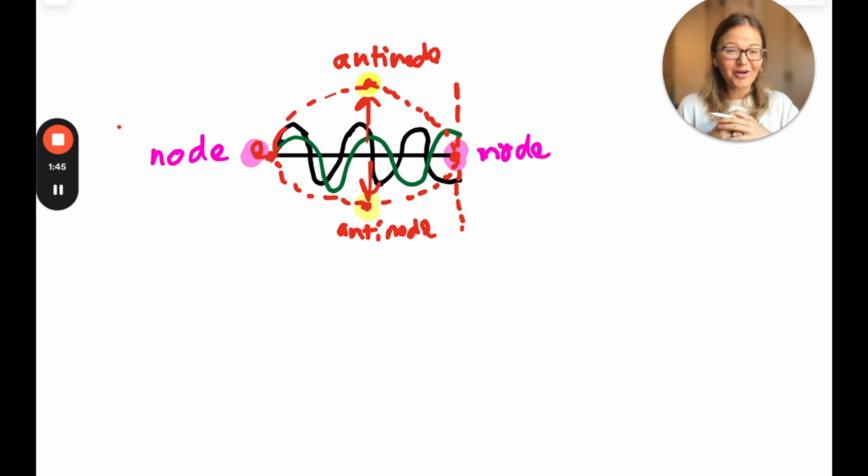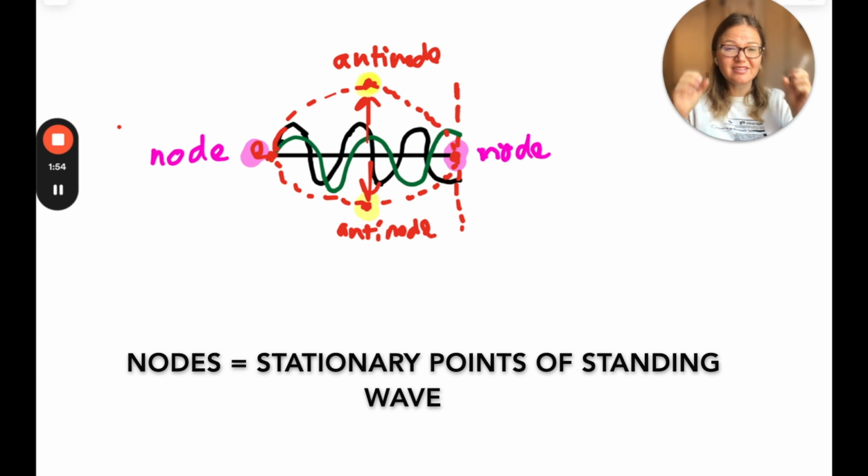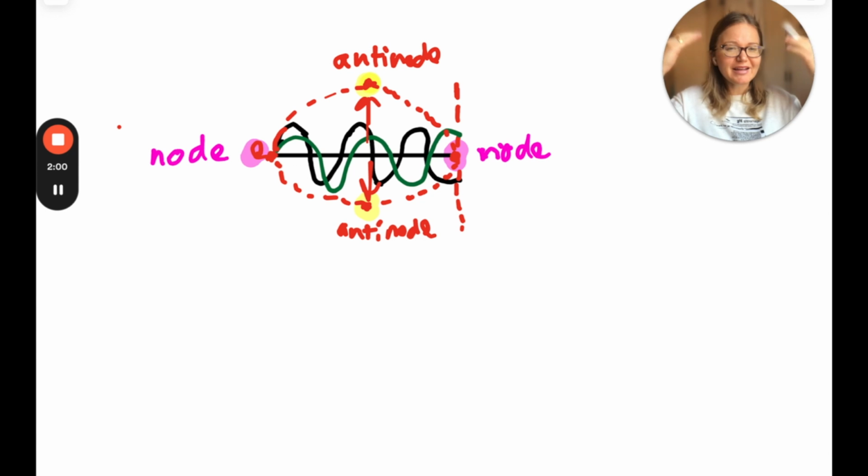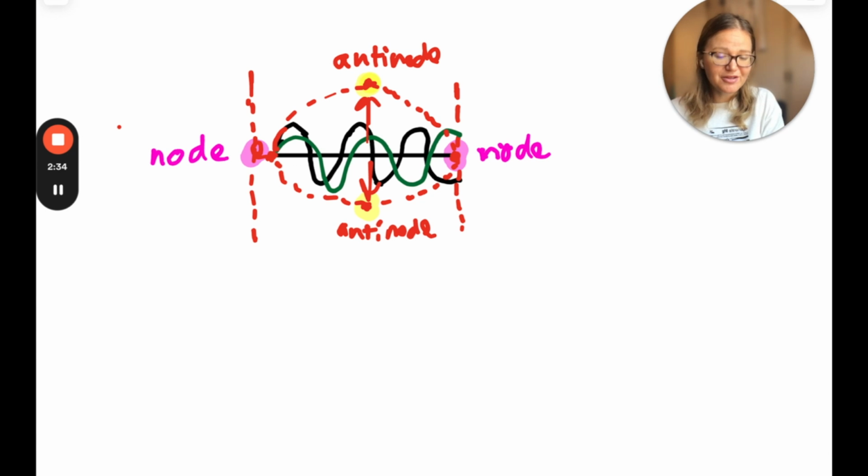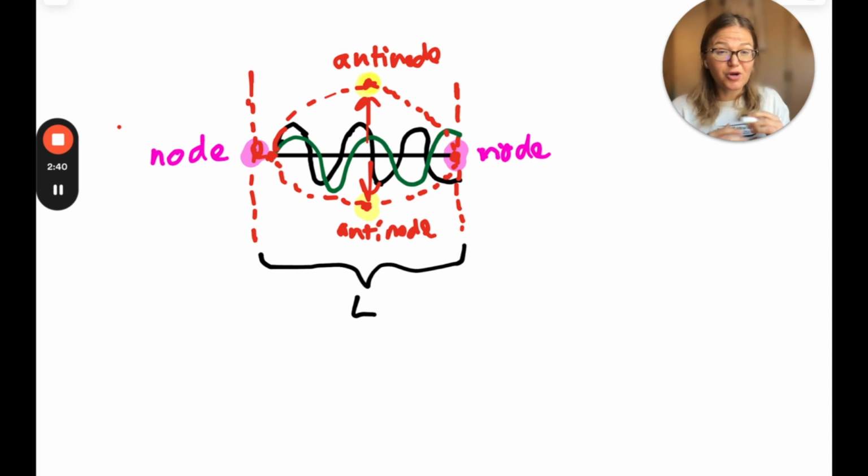Now, something special about our nodes: those are points of zero movement, just the stationary, fixed part of the string. As we move up harmonics, to the second harmonic, the third harmonic, we're going to see that we add more nodes and antinodes. What do we notice here about how much of one wave cycle of our standing wave fits onto our string? Well, if this is the length of our string, which we'll call L, then we only have half a wave cycle that fits on it.